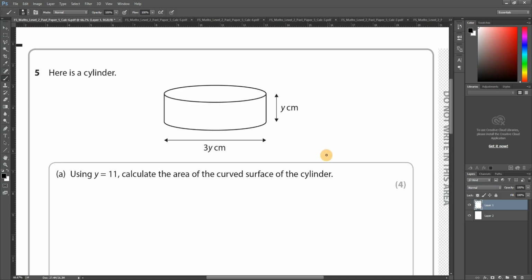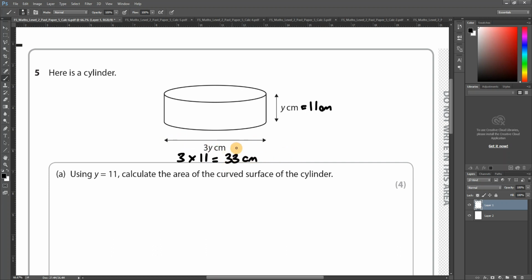Question 5. Here is a cylinder. Part A says, using y equal to 11, calculate the area of the curved surface of the cylinder. 4 marks. So, as you can see, y is here, and there's a y here as well. So if y is 11, that's going to be 11 centimeters here. And that looks like the diameter, so that's going to be 3 times by 11. So hopefully you know that if they're side by side like this, there's an invisible multiplication sign here. So 3 times 11, which is 33 centimeters.